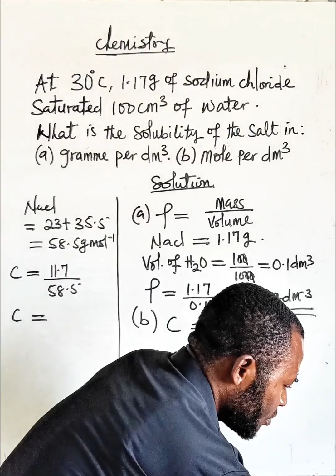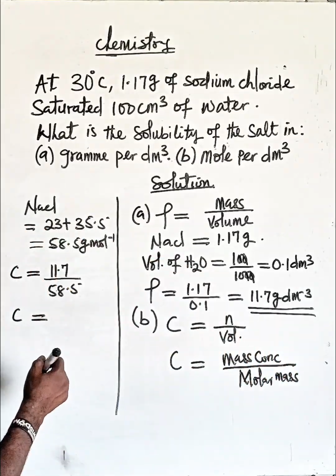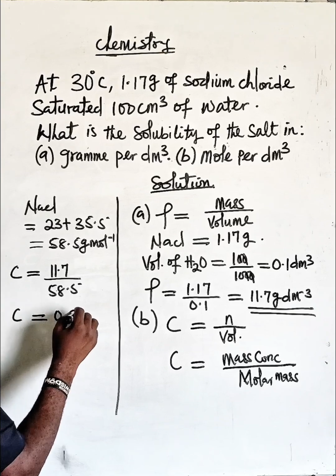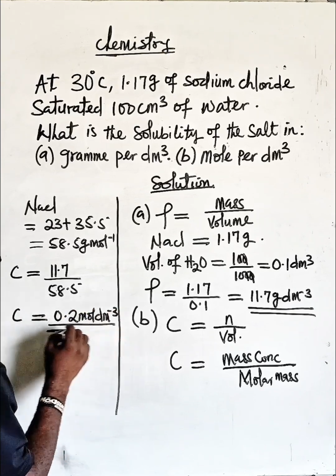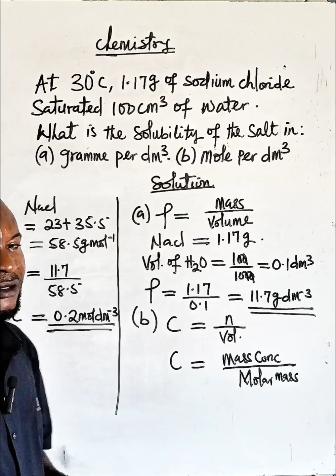That will give us 0.2 mole per dm³, and this is the molar concentration.